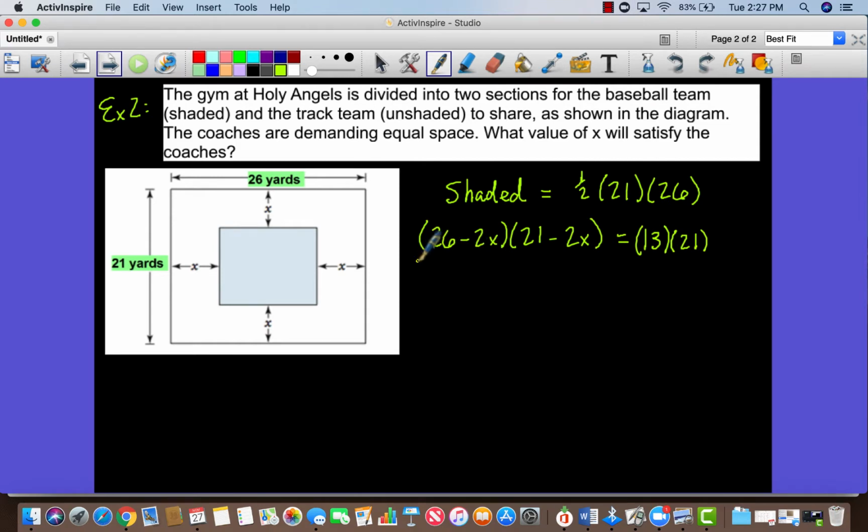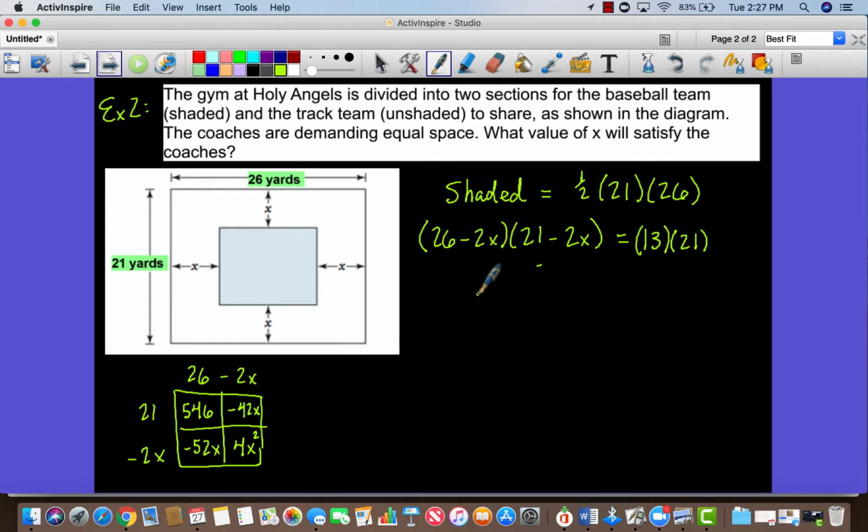Okay, so for the left side of the equation, I use what we've always called the box method at Washburn. You might use FOIL instead, that's fine. But I'm going to do 26 minus 2x times 21 minus 2x and figure out what that equals. You probably hear Bryn crying in the background. So 21 times 26 is 546, minus 42x, minus 52x, and plus 4x squared.